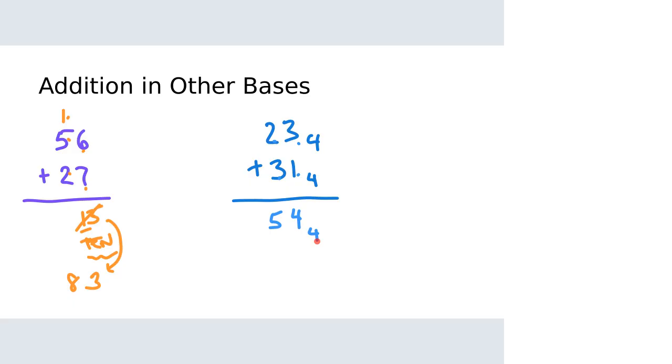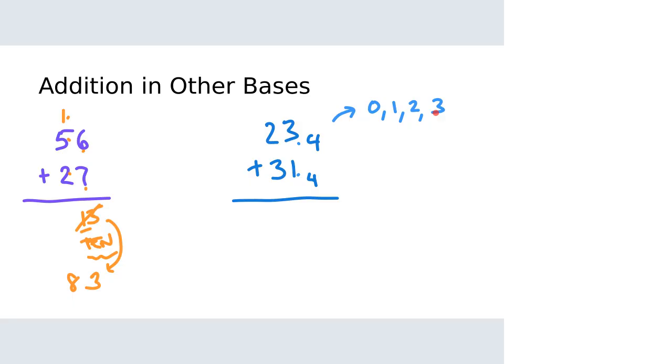There can't be a 4. Perfect, Laura, and perfect, Will. You're exactly right. 5, 4, base 4 is no good, because in the base 4 system, the only digits I have are 0, 1, 2, and 3. That's it. I can't put a 4 there.